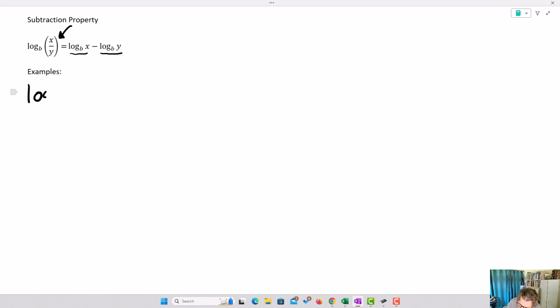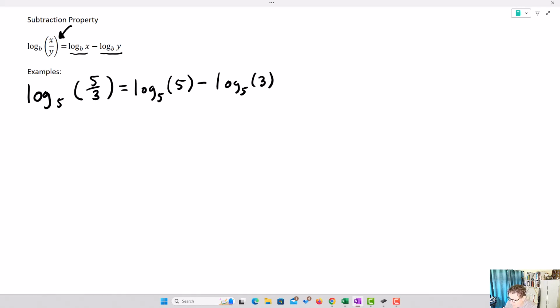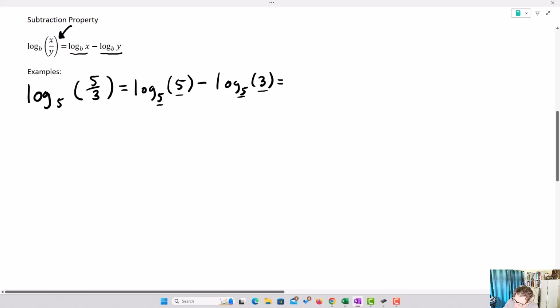Let's say, for example, I have log base 5 of 5/3. That'll be log base 5 of 5 minus log base 5 of 3, because the base remains the same. So the bases are the same, we just separate numerator minus denominator. And this will end up equaling, well, log base 5 of 5, if you remember, is 1, minus log base 5 of 3.